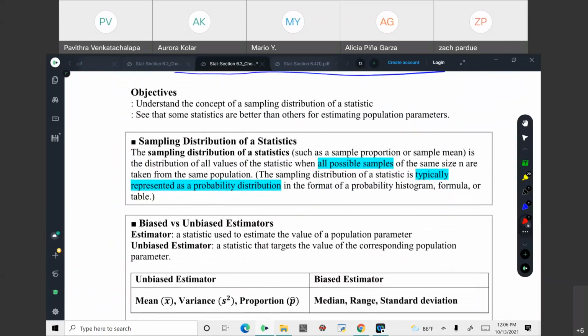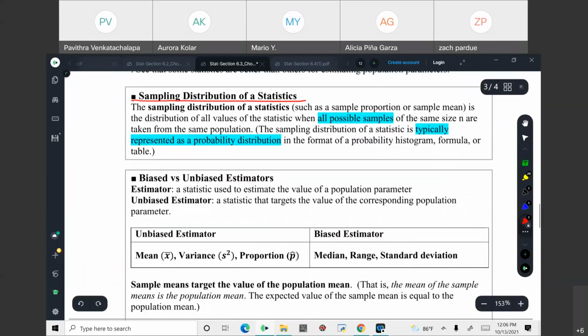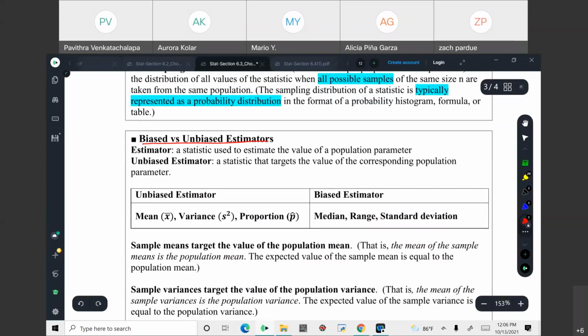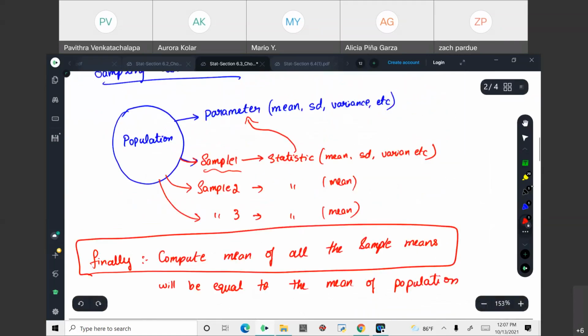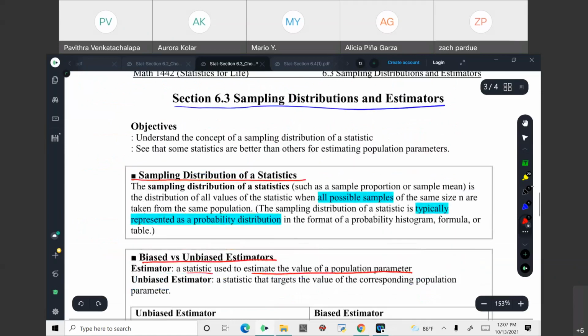I don't want to read the sentences here. You can easily understand. Now, next is biased and unbiased estimator. What do we mean by an estimator? It is a statistic which is used to estimate the value of a population parameter. For example, in the previous example, we used a sample mean to find the parameter. This sample mean is called an estimator. Got it? So that is the meaning of estimator.